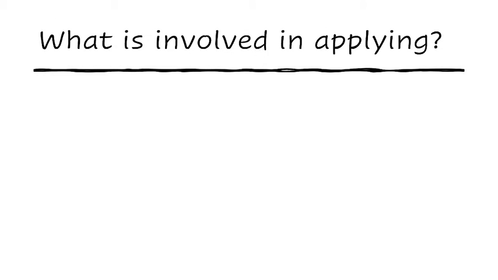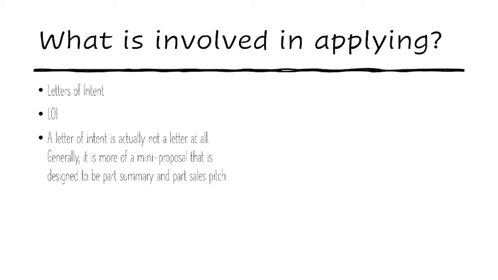So what is involved in applying? Generally, applications have 2 forms or 2 stages. The first is the letter of intent, otherwise known as an LOI. A letter of intent is actually not a letter at all. Generally, it's more of a mini proposal that is designed to be part summary and part sales pitch.